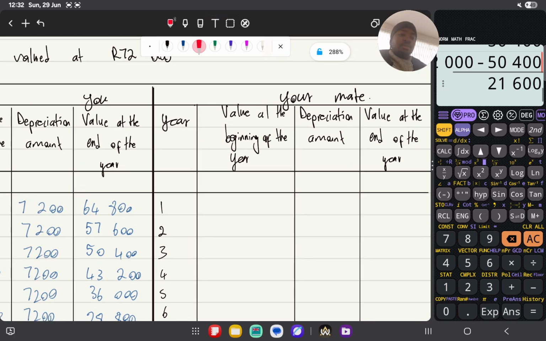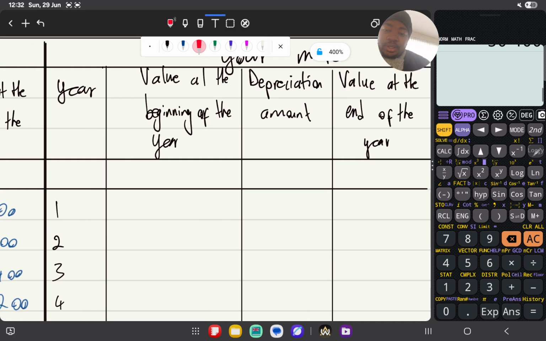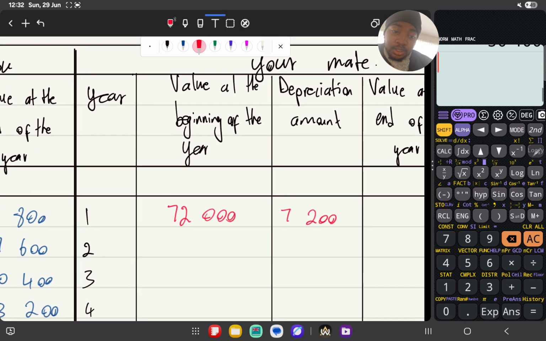So remember, for compound, this is what I said. At the beginning of the year, you have, I'm going to forget about the units, 72,000 rand. Remember I said depreciation is actually 10%. So 10% of this is 7,200 rand. The value at the end, we did it, 64,800.